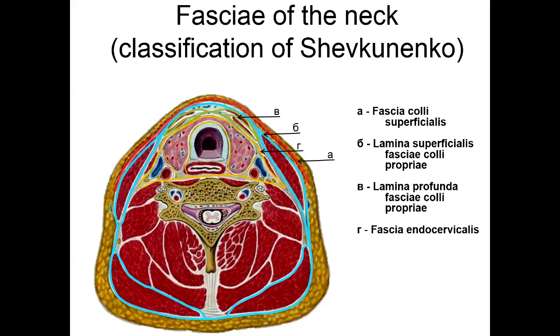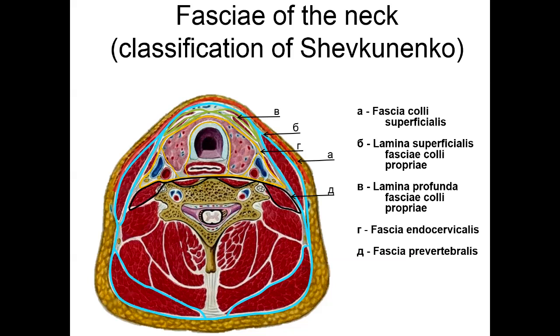And last one, I use black color. It's designated as Russian letter D and means fascia prevertebralis. Here it is, fascia prevertebralis.